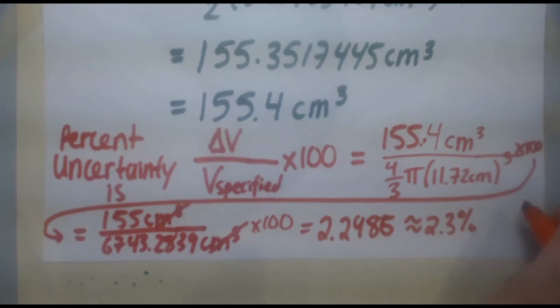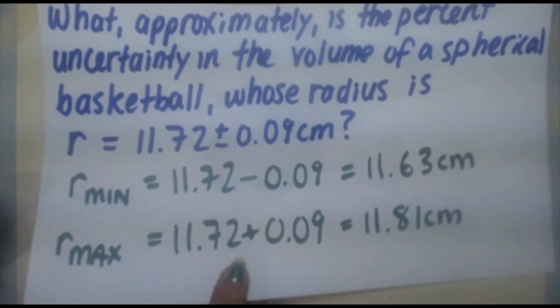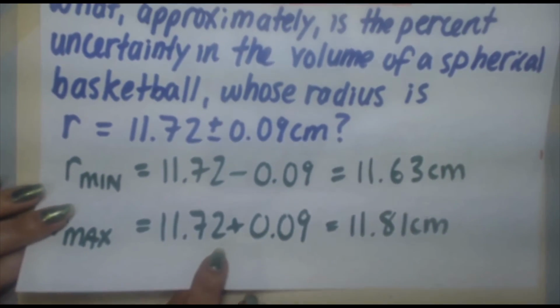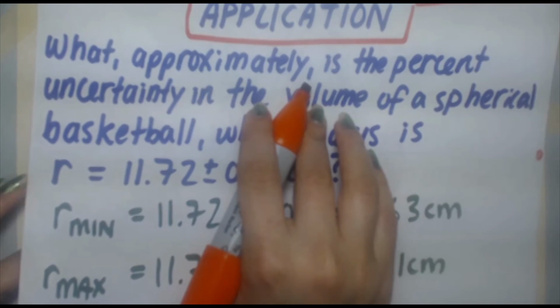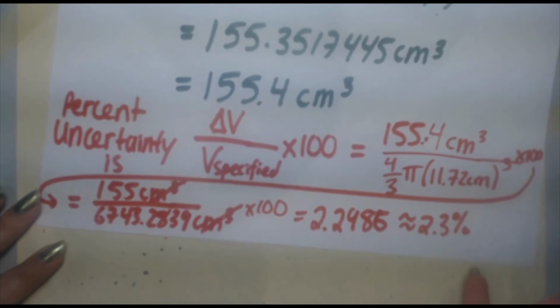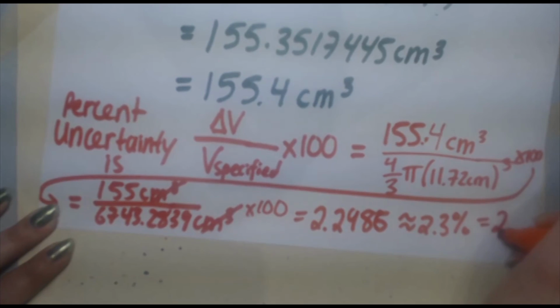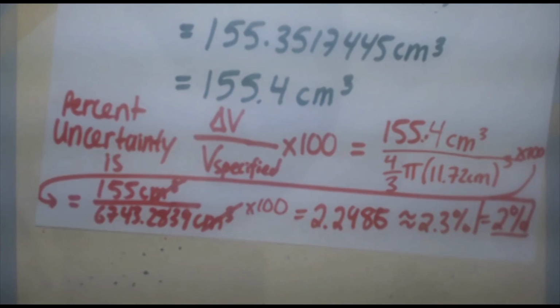Now, again, remember in the original question, it says, what approximately? Whenever it says approximately, you're looking for an integer value for the percent. So in fact, this 2.3%, we're going to round to 2%. For a rough estimate, only round numbers are needed.